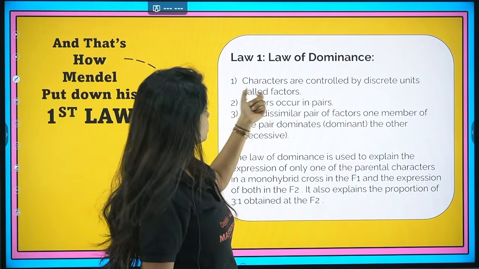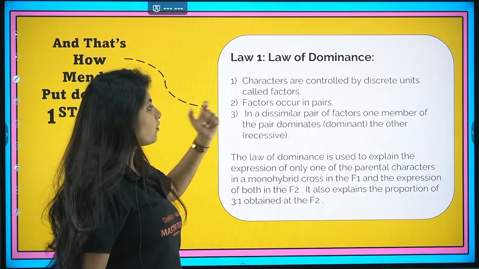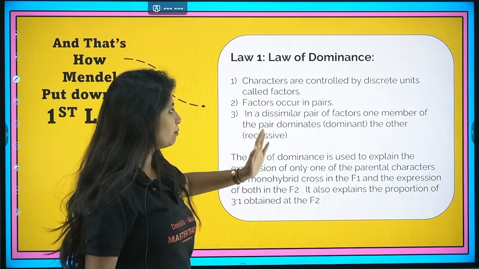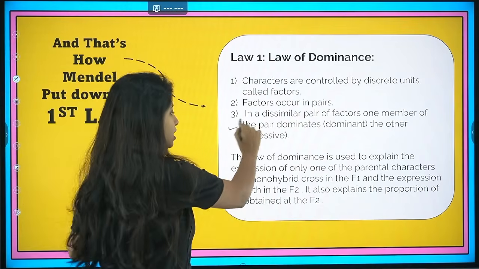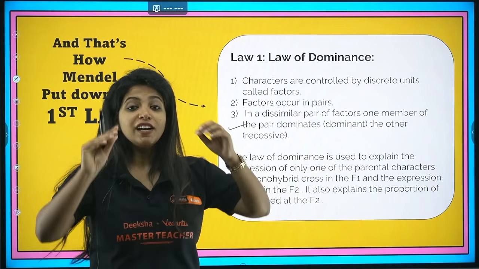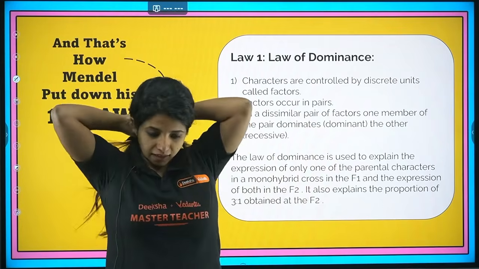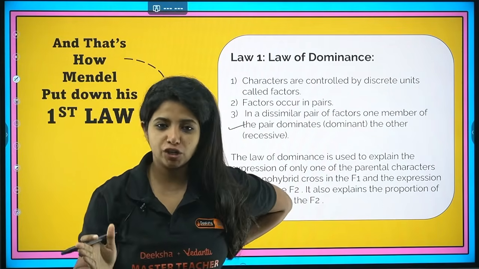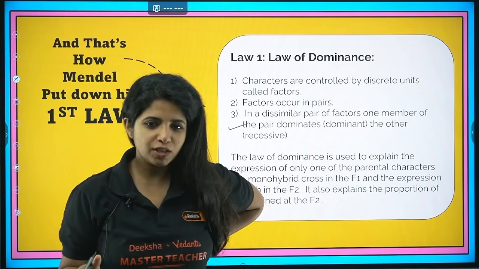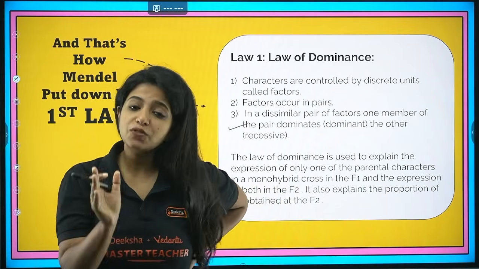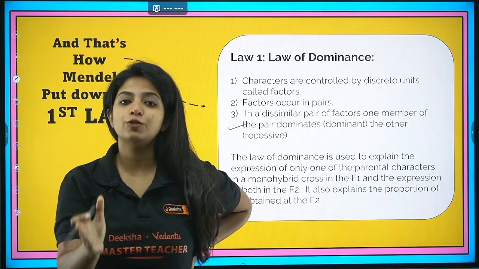Characters are controlled by discrete units known as factors, and factors occur in pairs, you know that, yeah? And in a dissimilar pair of factors, one member will be dominating. We studied this. The law of dominance is used to explain the expression of only one parental character. So this is a very important MCQ question. They ask you, the dominant allele expresses in F1 generation and F2 generation. Is that true? Yes, it does. We saw tall plants in F1 and F2 also. Okay, what about the recessive trait? Recessive traits are only going to appear in F2 generation.